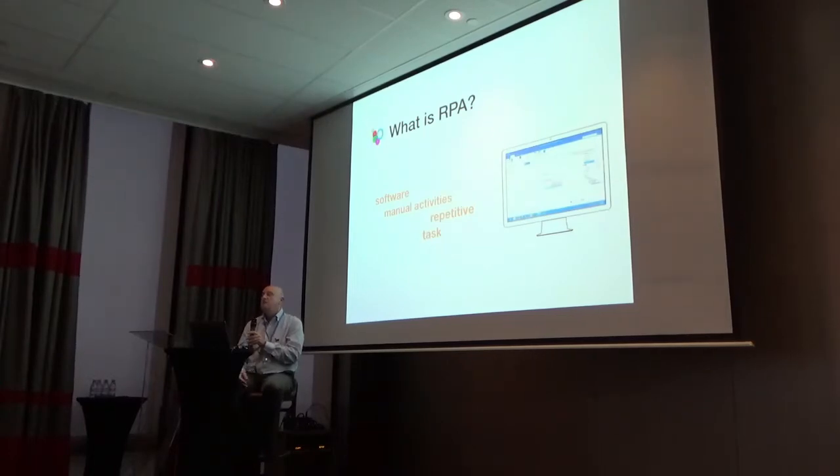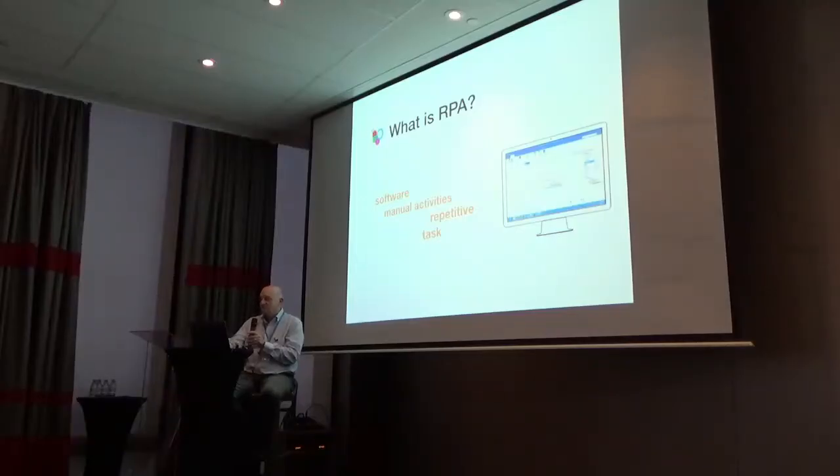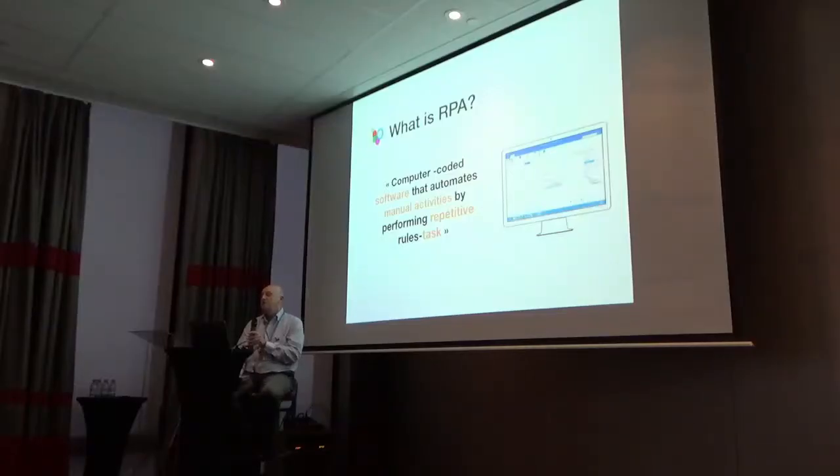But in reality, you must remember in your mind, it's only three words. This is software for manual activity and repetitive tasks. And you can add, it's computer-coded software that automates manual activity by performing repeating, rule-based tasks. This is a simple definition of exactly what RPA is. I don't know if everybody knows what RPA is and uses it, maybe in some countries.